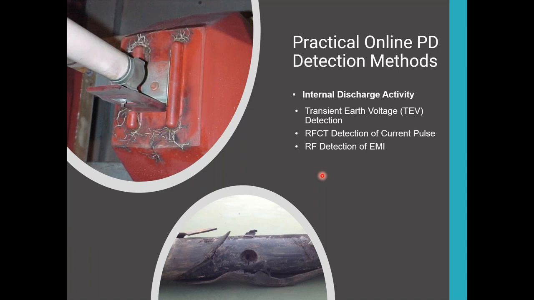Internal discharge with switchgear, primarily, one of the best methods is transient earth voltage detection. So it's going to be a passive coupled sensor onto the switchgear, and you're going to pick up this transient earth voltage. You can also pick it up with RFCT, and since a lot of times you will get RF emissions during internal discharge, RF antennas can pick it up also. So your three methods are transient earth voltage, RFCT, and RF antennas.